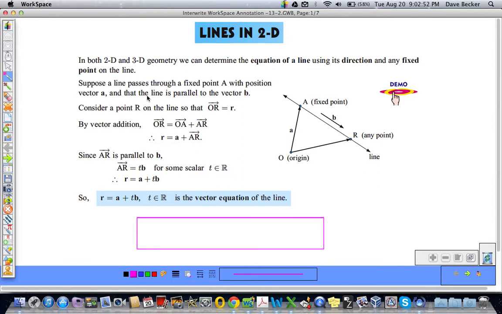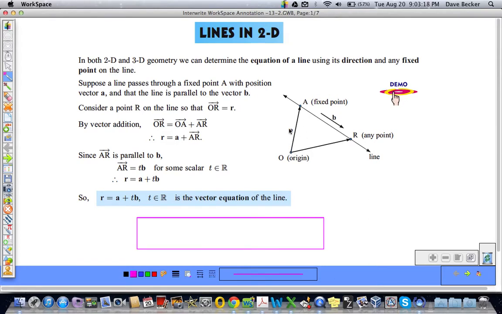So they're giving us an example here. Suppose a line passes through a fixed point A. So this point right here, point A, with position vector A. So the position vector, remember, emanates from the origin. So this is the origin, and to get to point A, we go so many units to the right and then so many units up. Remember, that's what position vector means.